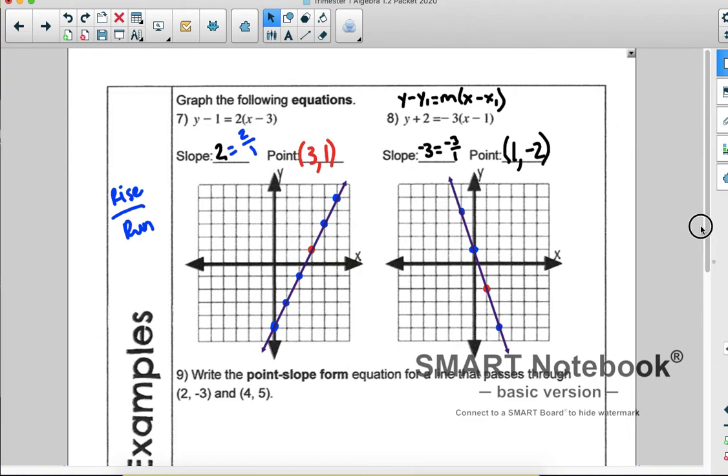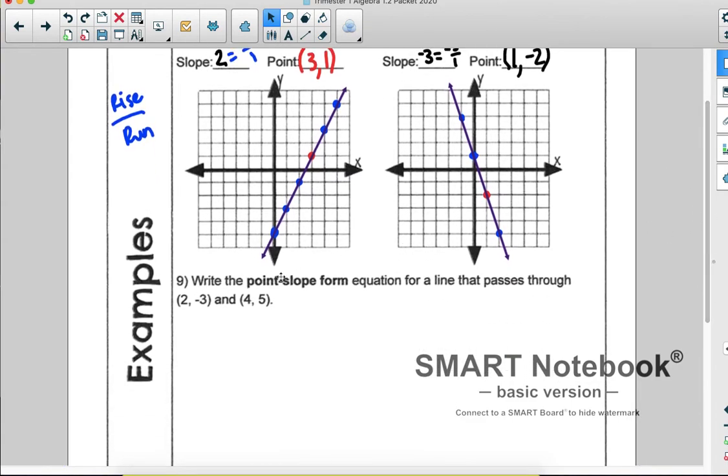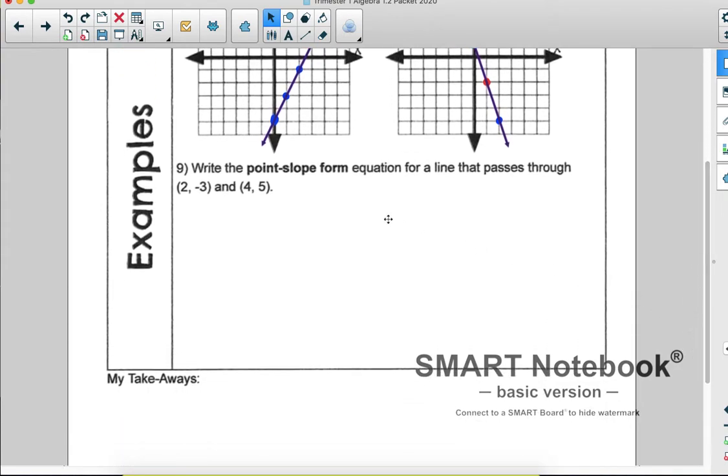All right, last one. This one, we're going to write the point slope form of this equation that passes through this line. So we know it goes through these 2 points. For point slope form, we need to know 2 things. We need to know a point. Do we have a point? Yes, we have 2 points. And we need to know the slope. Do we know the slope? No. Can we find the slope? Yes.